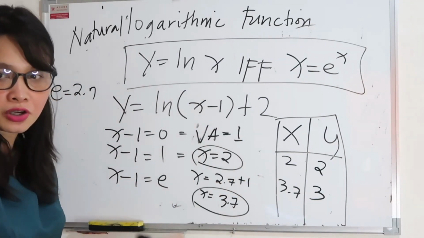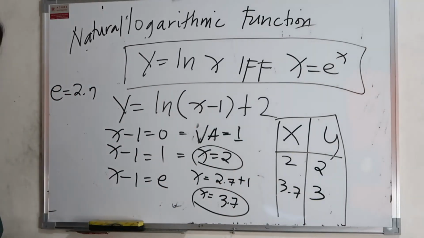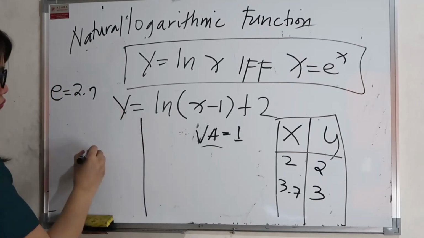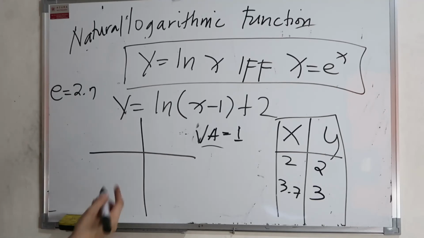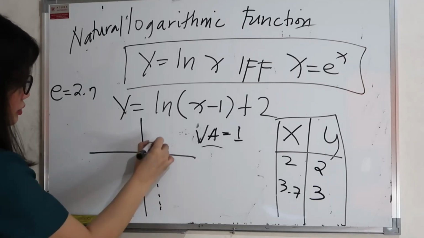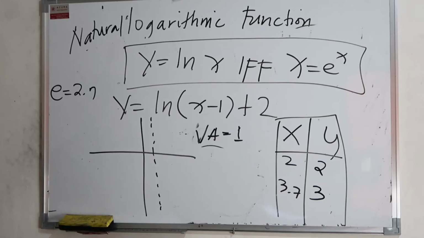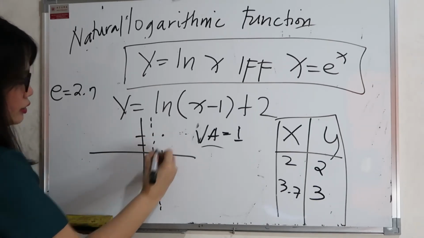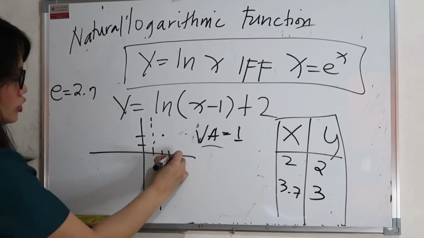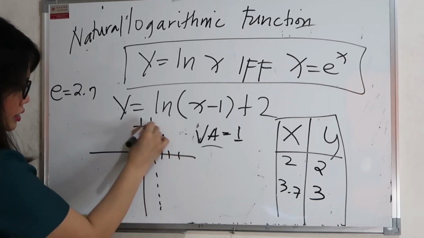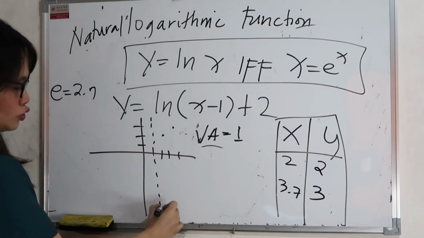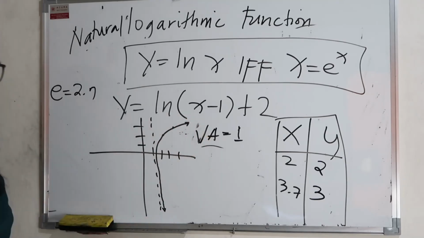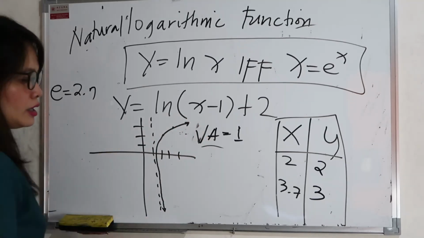Since we already have the values of x and y, we can now sketch the graph. First we need to plot the vertical asymptote, so we have 1. Next, 2 and 2. And then 3.7, that is between 3 and 4. So the graph goes from the vertical asymptote going there. That's the graph of this function.